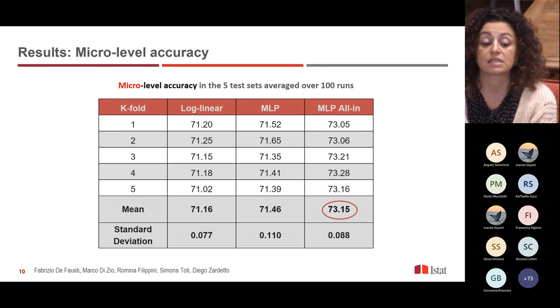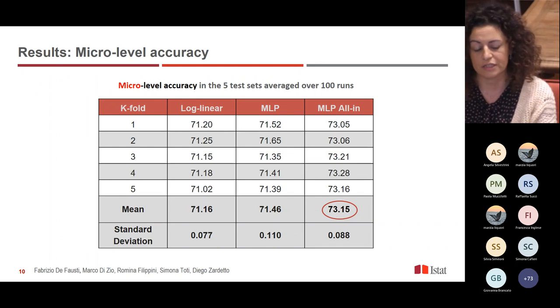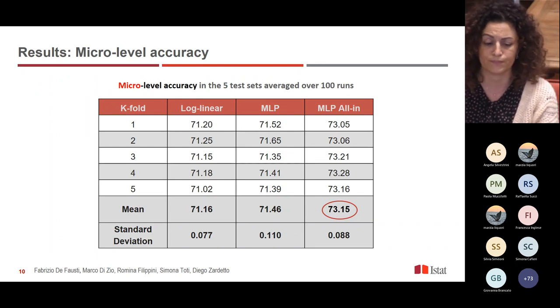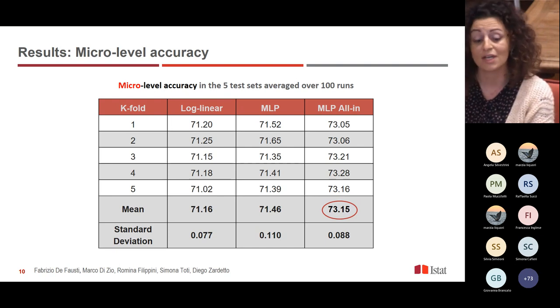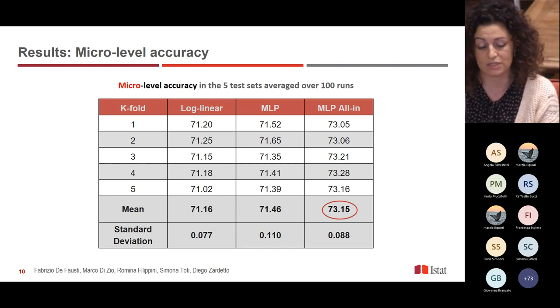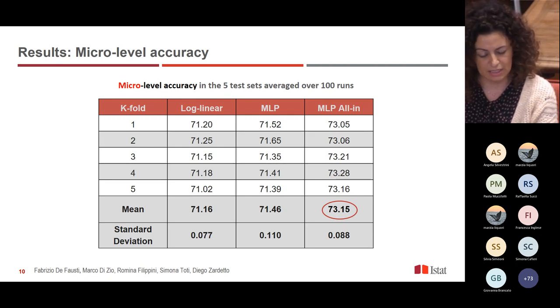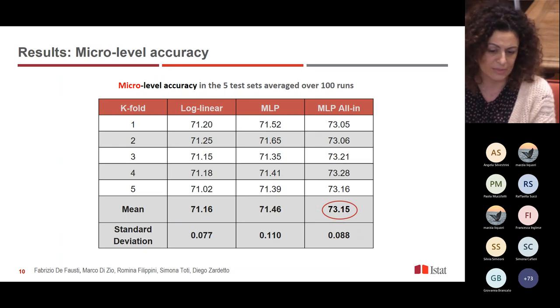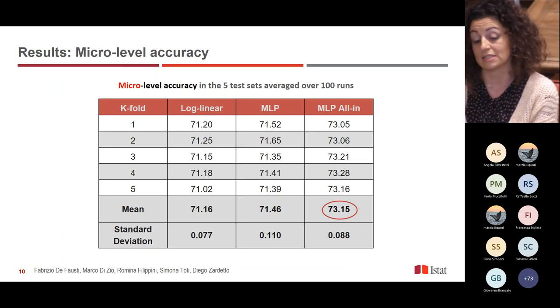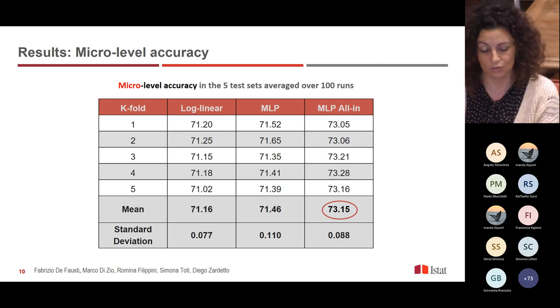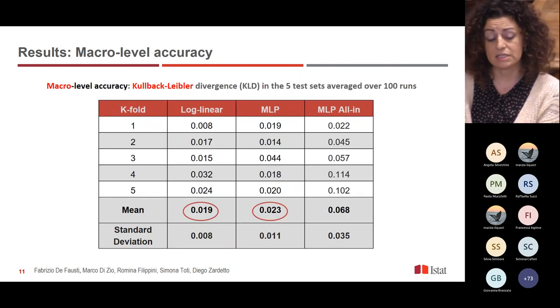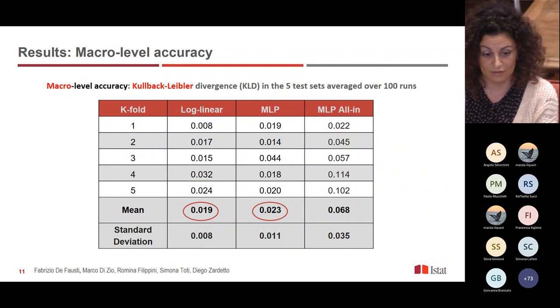And now the results. In this table, the micro-level predictive accuracy is reported for each of the methods and for each of the k-folds. In the table, the proportion of individuals with the estimated value equal to the true value is reported in percentage. Log-linear and MLP show very similar results with an accuracy equal to 71%, while the MLP all-in has a slightly higher micro accuracy.